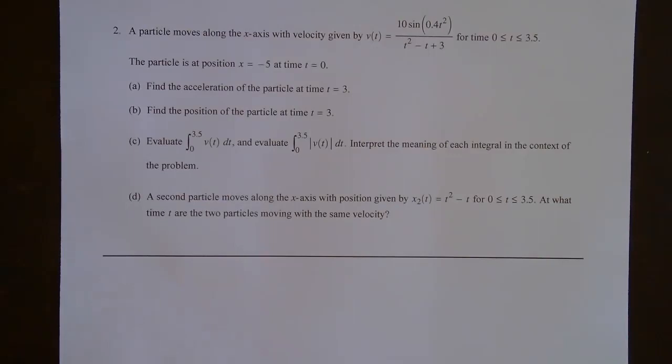So for number 2C, okay, they want us to evaluate the integral from 0 to 3.5 of v of t dt, and also evaluate the integral from 0 to 3.5 of the absolute value of v of t dt, and then interpret the meaning of each integral in the context of the problem, okay? So let's first evaluate these two integrals. Let's do that first. And actually, let's write it on our paper. So let's go to our paper, we'll write these two down, and then we'll go to our calculator.